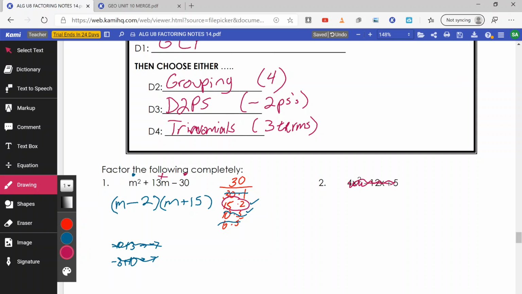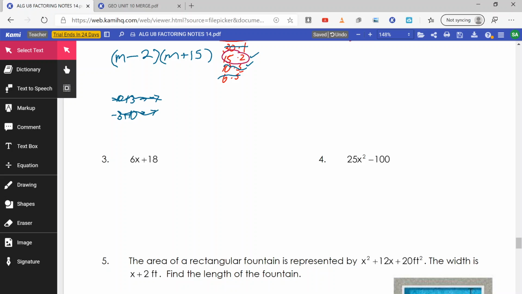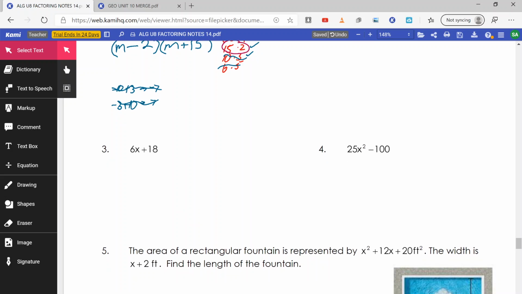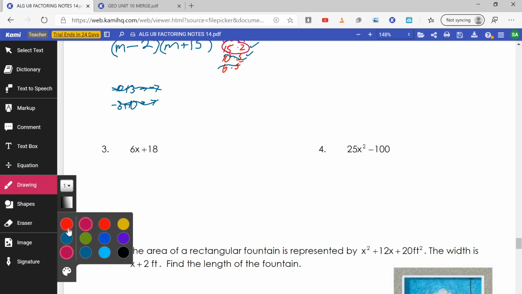If I move on to number 3, 6x plus 18, notice we're only dealing with 2. We're not dealing with a trinomial. We don't have multiple terms. So 6x plus 18, the only thing I'm going to check for is a common factor at this point. So we'll look for a common factor between 6 and 18, which gives us 6. So this means we can divide both of these by 6.